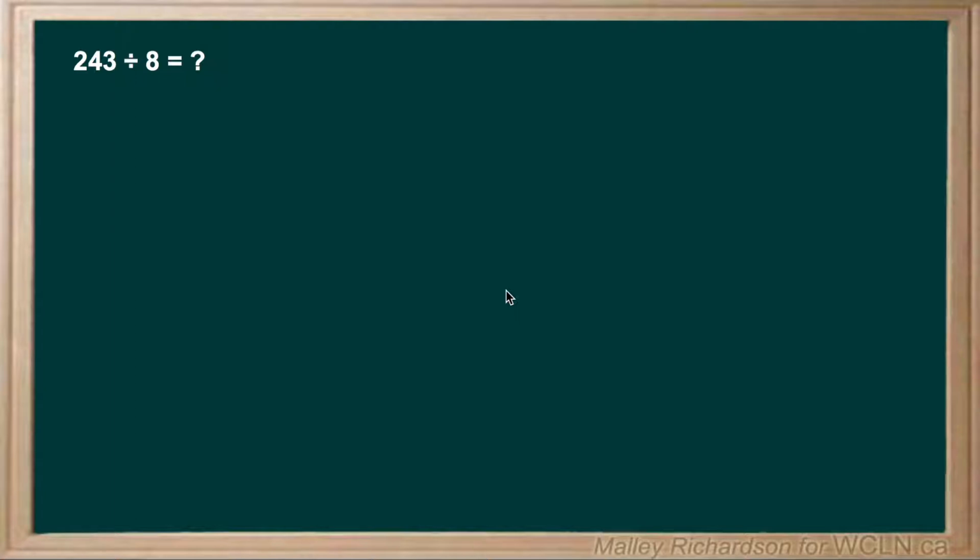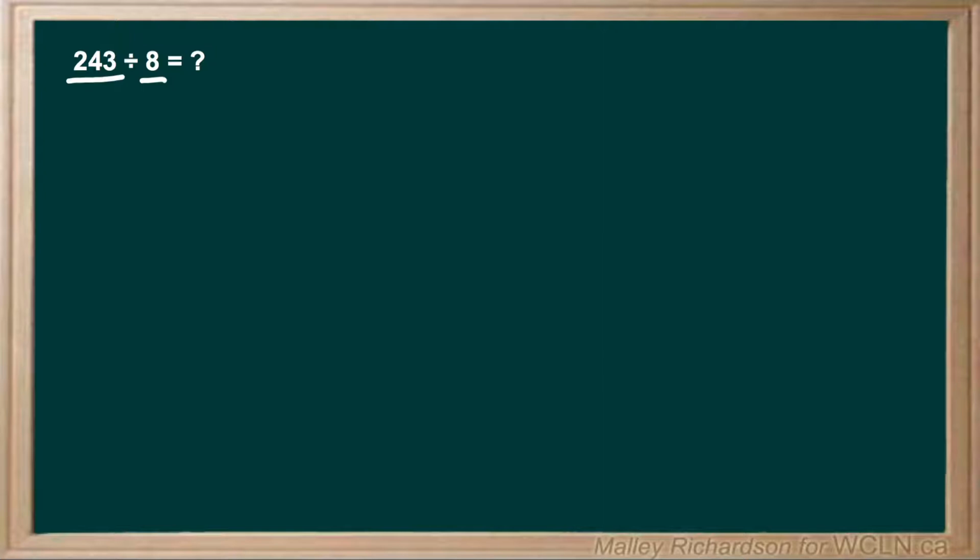In this question, we are going to calculate 243 divided by 8 without using a calculator. So to solve this, we are going to use long division. But before we start, let's label what each number in our question means. Our first number of 243 is going to be known as our dividend, and our second number of 8 is known as our divisor.